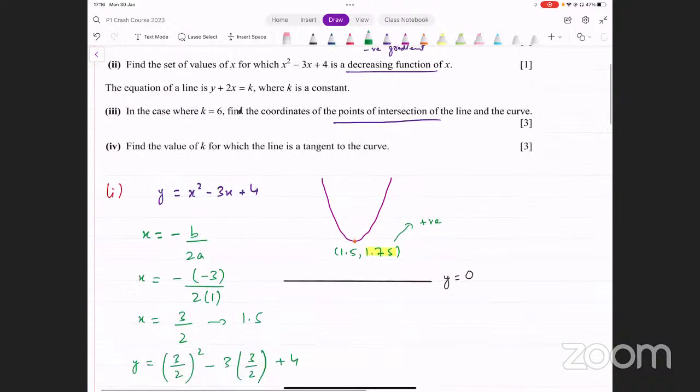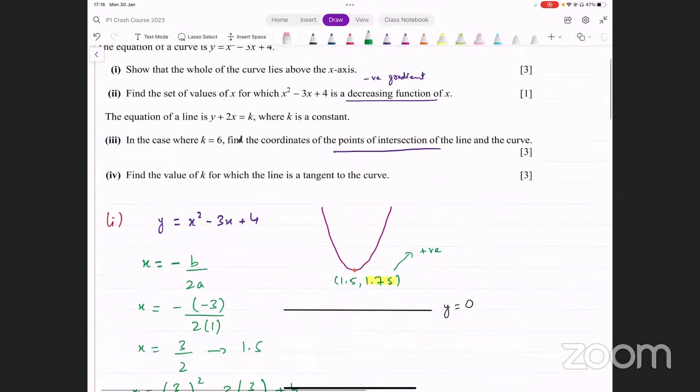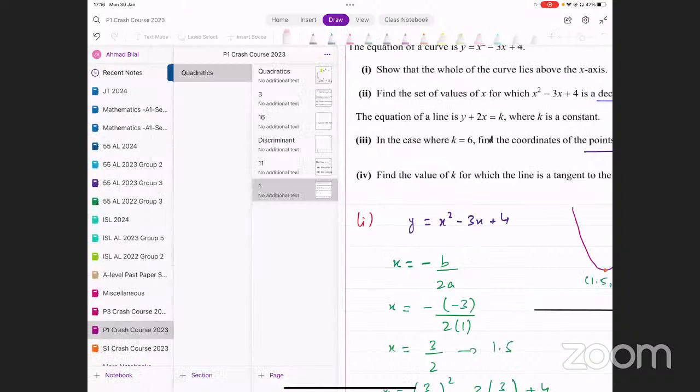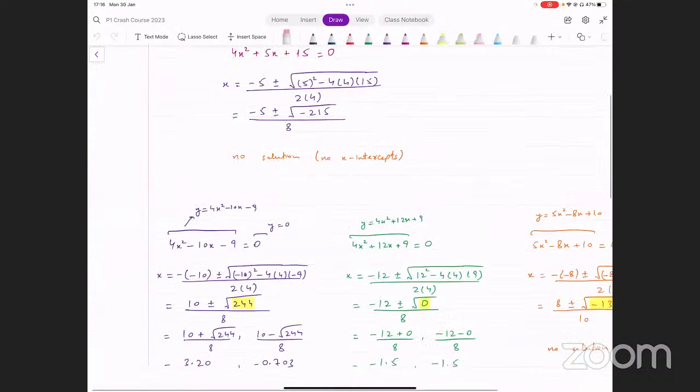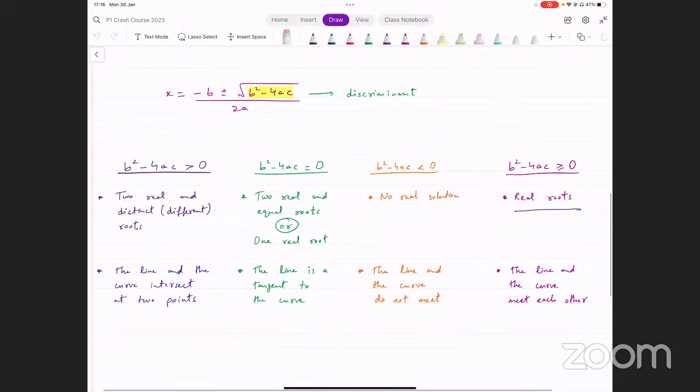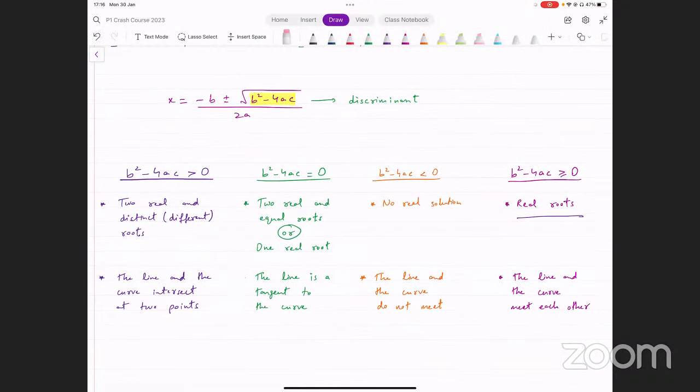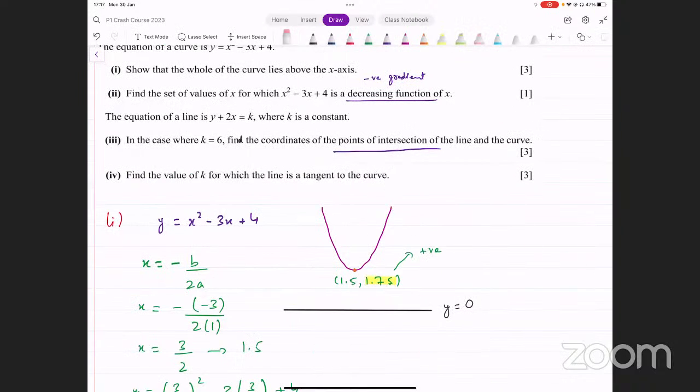So now what you do is, you use this, that the line is a tangent to the curve. What does that remind you of? We did this yesterday. These are the three possibilities that we've got. Where do you see the line as a tangent to the curve? This is the case. The second one here, the line is a tangent to the curve. What's the discriminant here? b squared minus 4ac is equal to 0. That is what we're going to be using here.